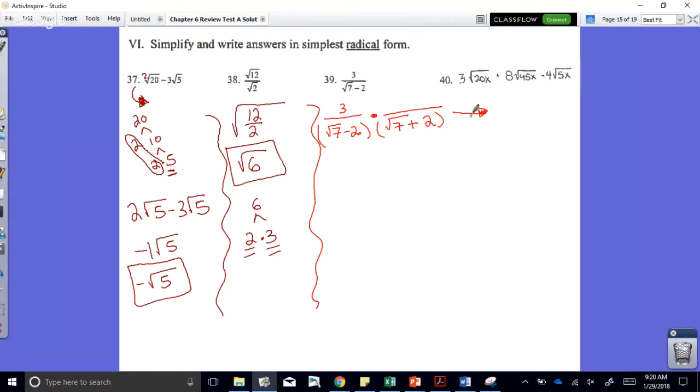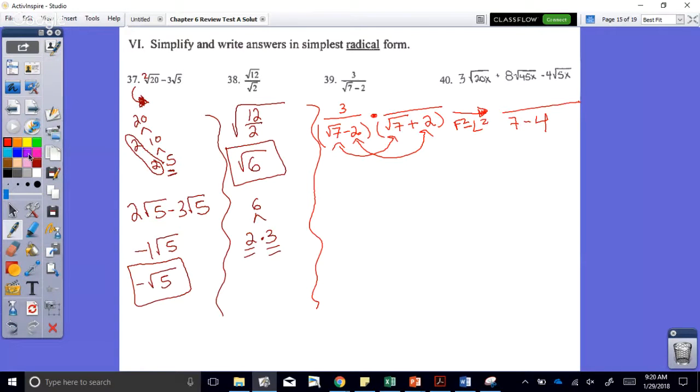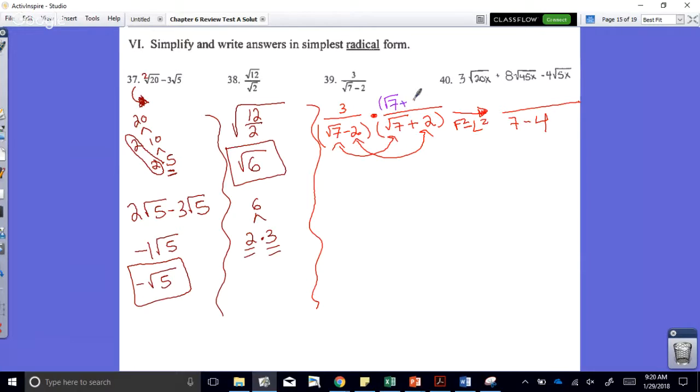And you can FOIL first, outer, inner, last this whole piece out, but we said multiplying radical conjugates is the same as first squared, last squared. So square root of 7 squared, square root of 7 times square root of 7 is 7, and 2 times 2 gives us 4. Okay, but what we do to the bottom, we have to do to the top. So I'm going to multiply again by root 7 plus 2.